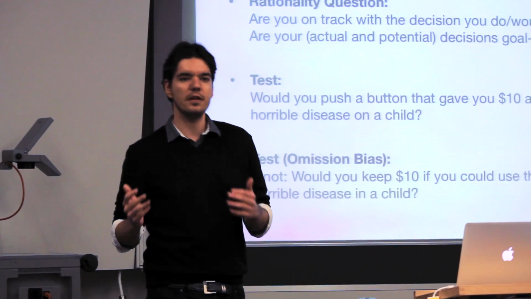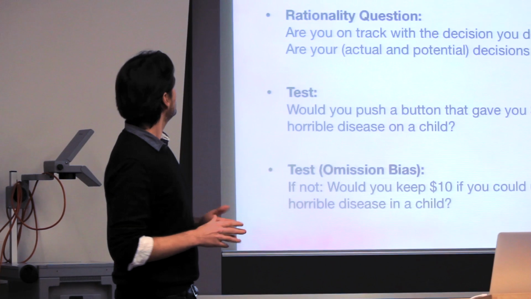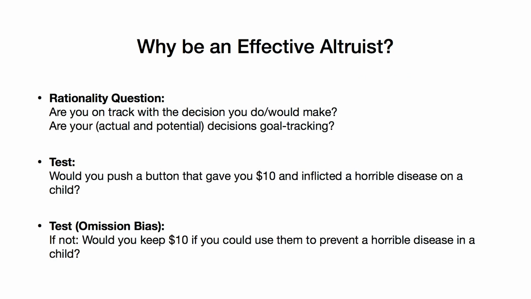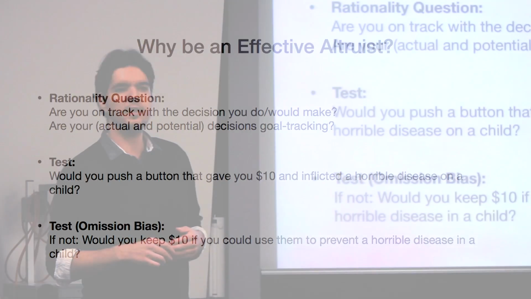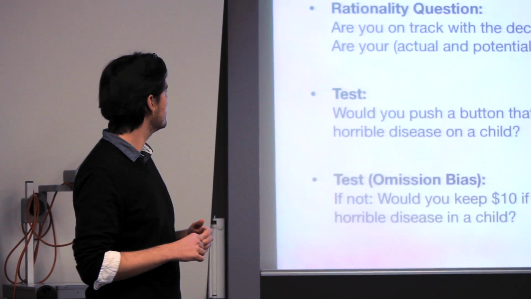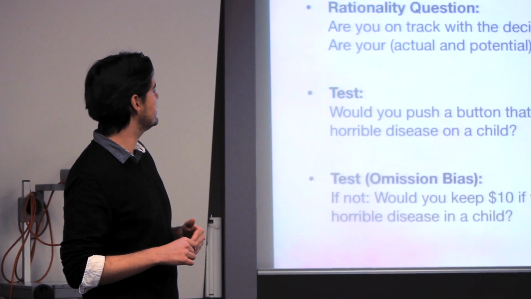If not, then not. So, if someone says, I'm an egoist, presumably that person would have just one goal, basically maximizing their own happiness, presumably. And we could then ask, well, are you on track with the decisions that you do or would hypothetically make in terms of that goal? Are your actual or potential decisions goal tracking?